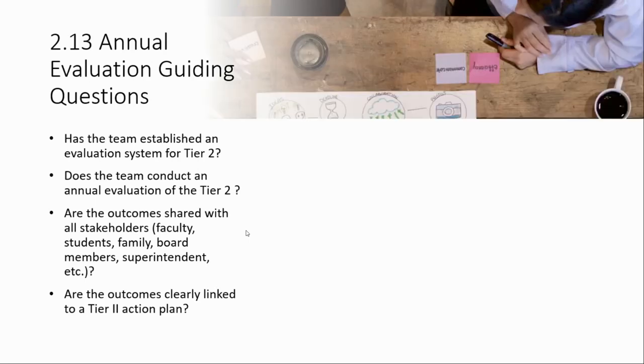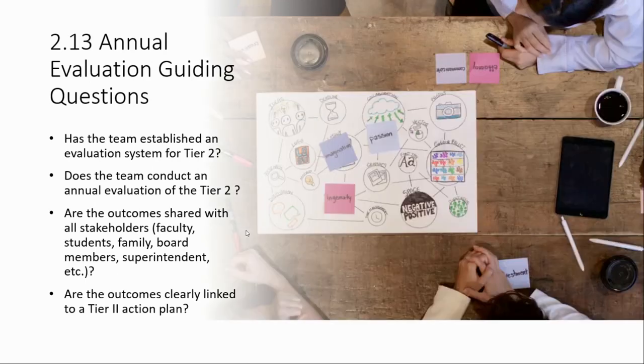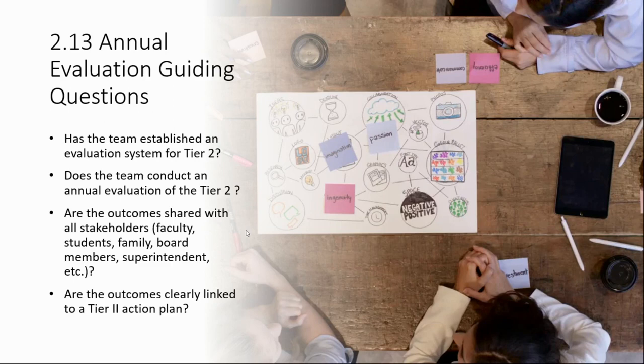So some guiding questions for this item are, one, has the team established an evaluation system for tier 2? So how are you going to evaluate the efficacy and the fidelity of that program? Does the team conduct an annual evaluation of the tier 2 implementation? Are those outcomes shared with all stakeholders, meaning the faculty, the students, the family, the board members, the superintendent, all of the stakeholders? Are the outcomes clearly linked to a tier 2 action plan?